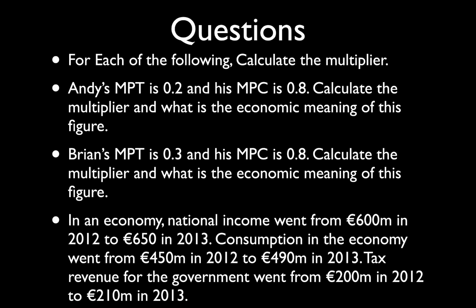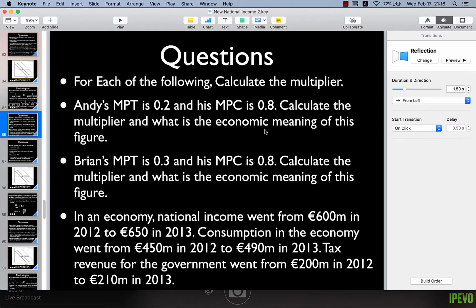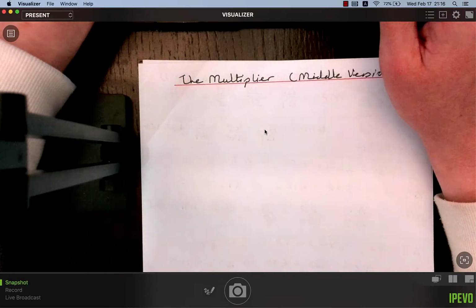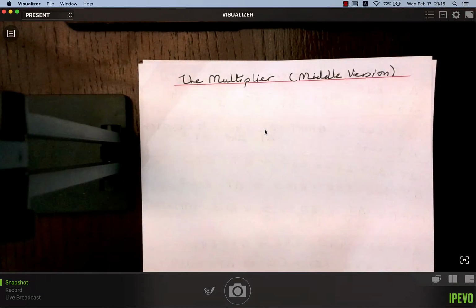I would ask you to take a photograph of this just so you can refer to it while I'm doing my calculations. Andy's MPT, his marginal propensity to tax: any extra income that he earns, he has to pay 20% tax on it because his MPT is 0.2 and his MPC is 0.8. So any extra income that he earns, he spends 80% of it, or 0.8. Calculate the multiplier and what is the economic meaning of this figure. So I'm going to try and remember MPT of 0.2 and MPC of 0.8.